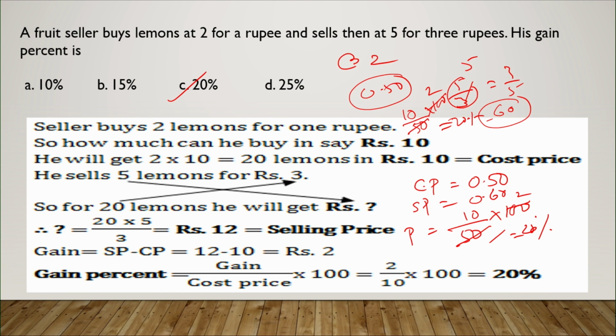Of course, I will show you another method. The seller buys 2 lemons for 1 rupee, so how many can he buy for 10 rupees? For 10 rupees he will purchase 10 twos, which are 20 lemons. He sells 5 lemons for 3 rupees, so for 20 lemons, that means 12 rupees. Correct?